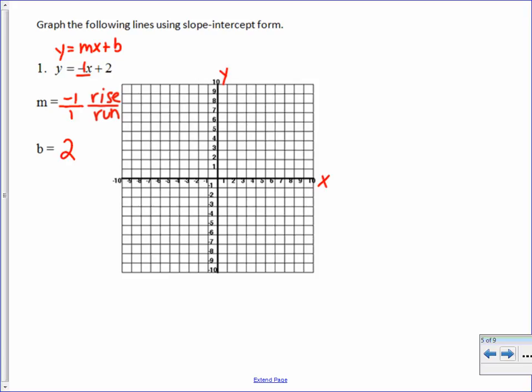Let us label our axes. I start at the y-intercept. I'm starting at the positive 2. Plot your point. My slope is telling me to go down 1 to the right 1. Down 1 to the right 1. So I'm going to start plotting my points. And then again, just continue the pattern in the opposite direction. Take a ruler, draw a beautiful straight line with arrows, and label your equation. And we are done graphing in slope-intercept form.